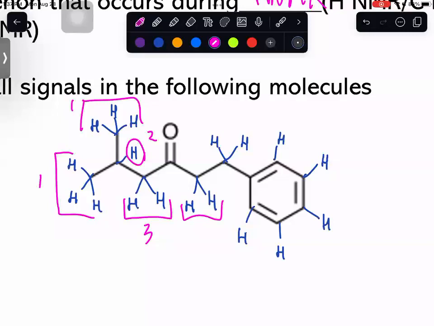Exactly, yes. Remember that even though they look like the same signal, why? Because they have the same number of hydrogens, we have to see what they're exposed to. If they're not exposed to the same thing, they're different signals. So that's number 4. Next, 2 signals.